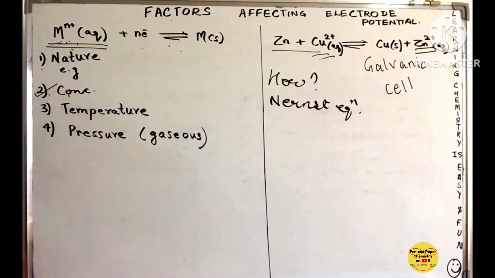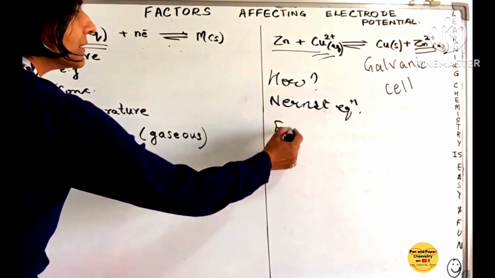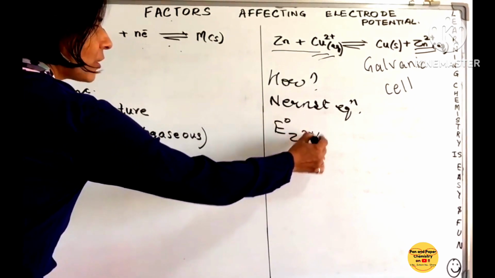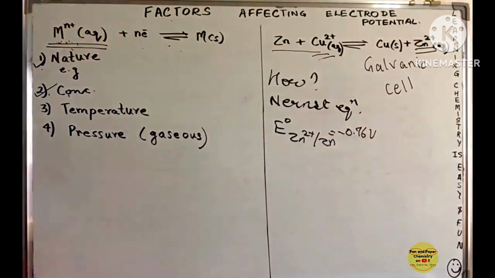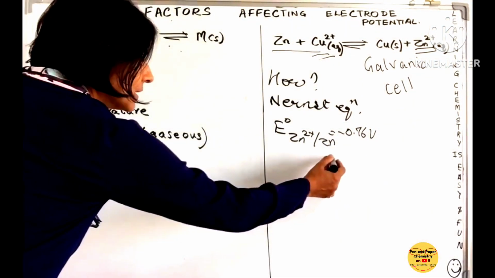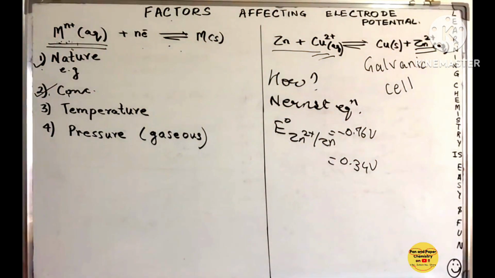Let us see the other factors which affect the electrode potential. Of course, nature is the first thing. You know that the standard reduction potential of zinc is negative 0.76 volts, whereas the same value for copper is 0.34 volt. And in our last lesson, we listed the electrode potential of a number of electrodes, and we found that no two electrodes have the same electrode potential.